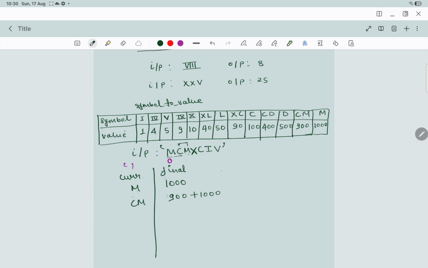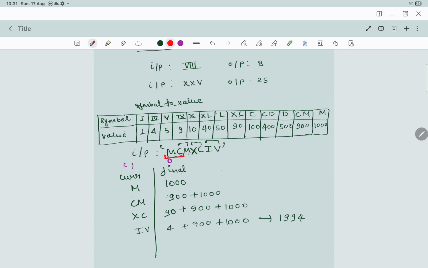X. And instead of looking just at X, first I look at X and C together. Now I look if X and C together is present. So X and C is there in the dictionary. So this would become 90. Now I will go and look for I and V together. And I will also find this in the dictionary. So this would be 4. So if I add all of it, this will give me 1994. So here the trick is that first preference is that you would look at the two strings together.